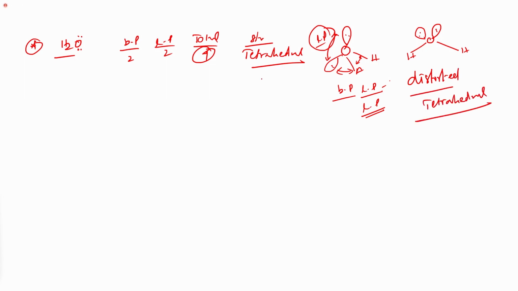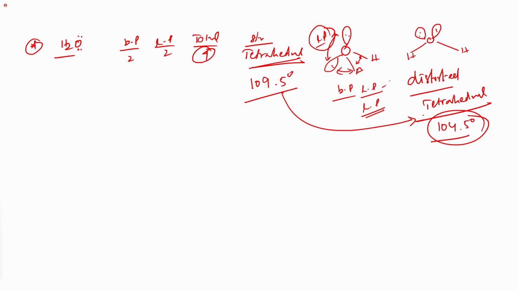And we know that for the tetrahedral structure, the angle is 109.5 degrees, but due to that repulsion, the angle will be 104.5 degrees. Okay, so where repulsion is present, the angle will be less. That's why this angle is less, 104.5 degrees instead of 109.5.